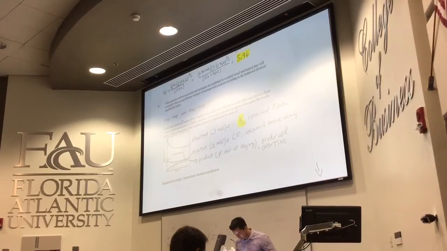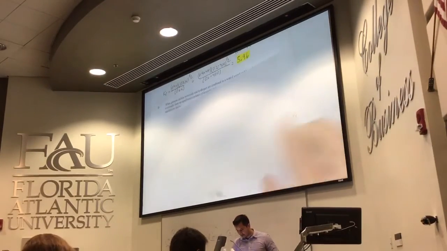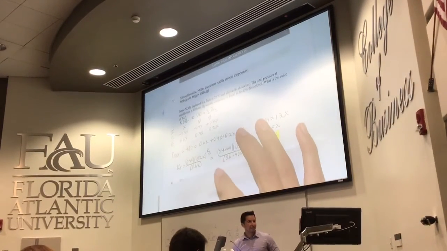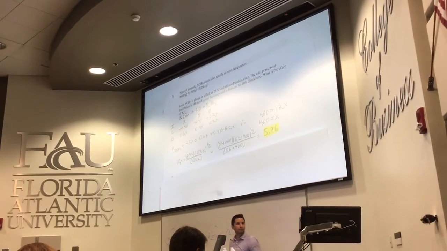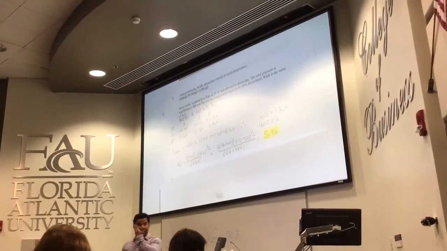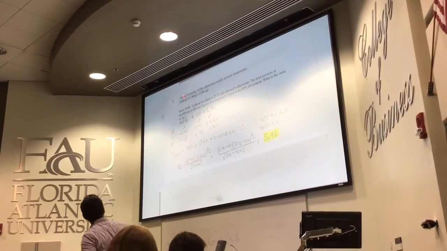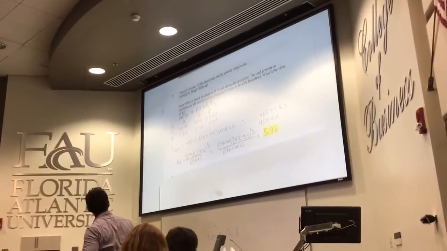Let's do more. What do we have? 7. We have a chemical reaction. A gas becomes a gas and another gas, a natural reaction.